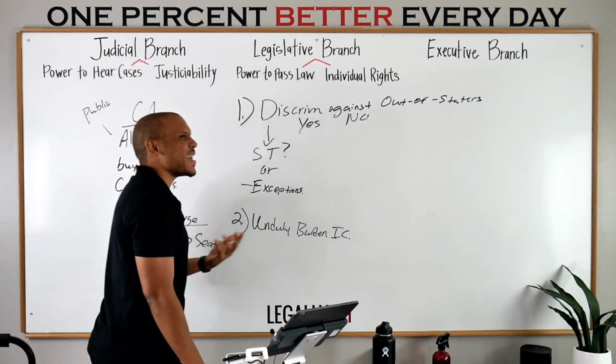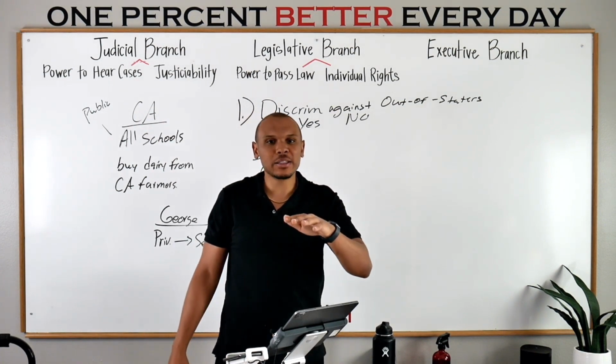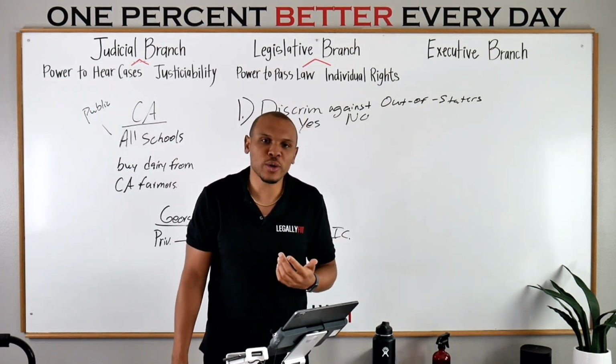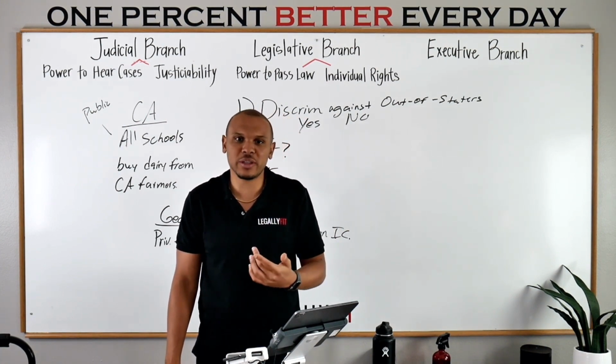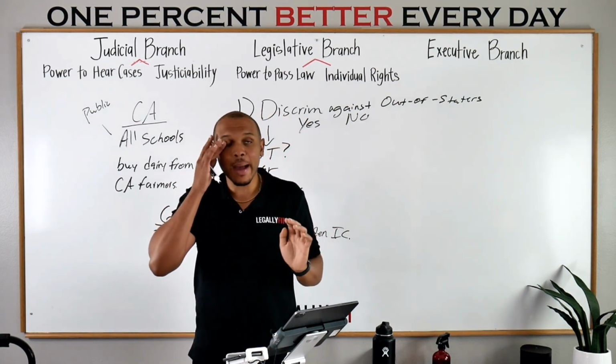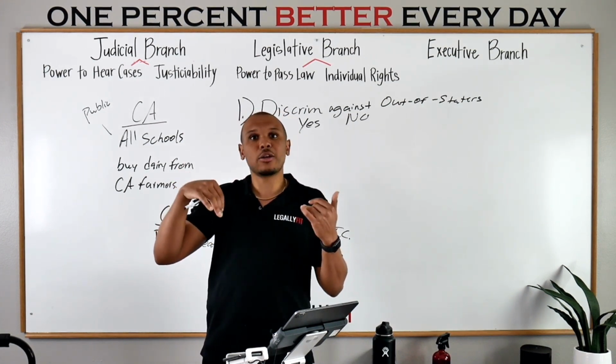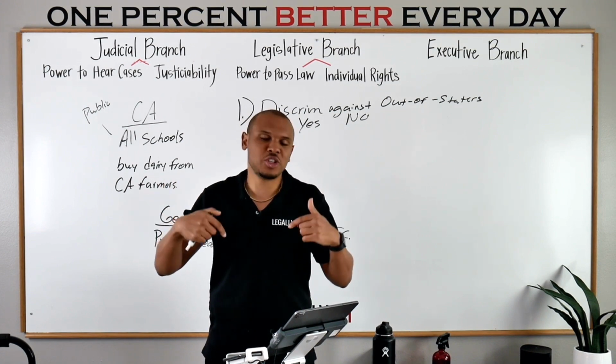And is this necessary? So this is the analysis part of the scrutiny test. You could go either way. You could come up with another creative way that California could still ensure the safety without just making an absolute ban on all outside cows, right? Because their whole thing was like, we tested our cows, ours are good, so let's just stick with our own.